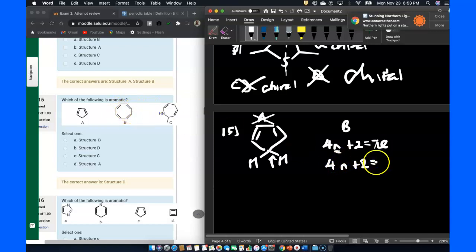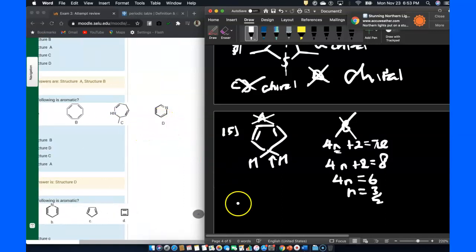We have 8 pi electrons. So you'll see that 4n equals 6. If you take 2 to the other side, n will solve for 3 over 2. So it fails the last rule, so this is not aromatic. C is not aromatic again because this carbon here has 2 hydrogens. So it's not planar. At that point it's tetrahedral, and there's no conjugation. You cannot draw resonances. And then D is aromatic.